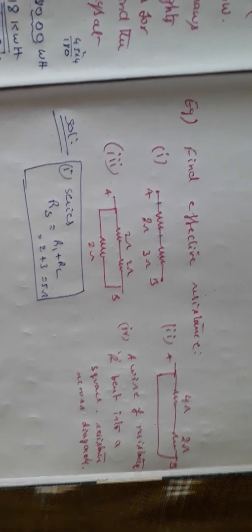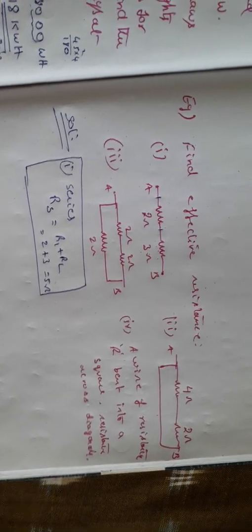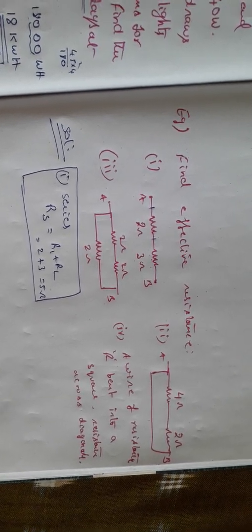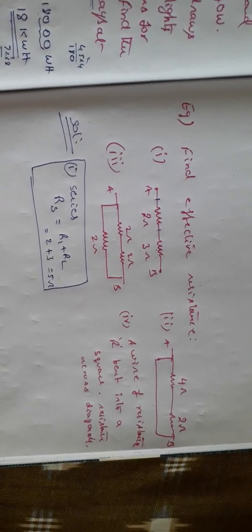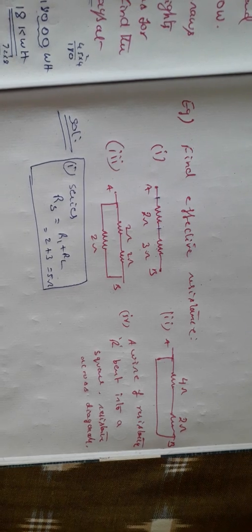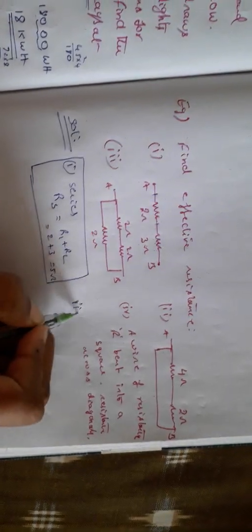When you solve it, you have to draw the diagram and mention R1 is equal to 2 ohms. Let R2 is equal to 3 ohms, and effective resistance in series as Rs. Write all the steps and then solve. Okay. Right. Now move on to the second one.